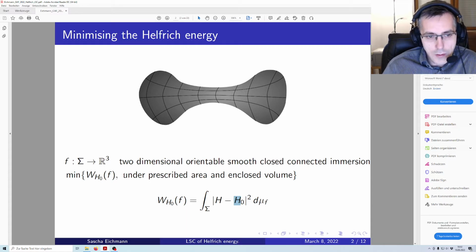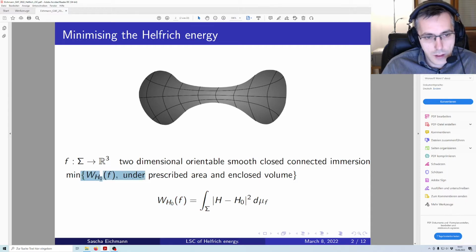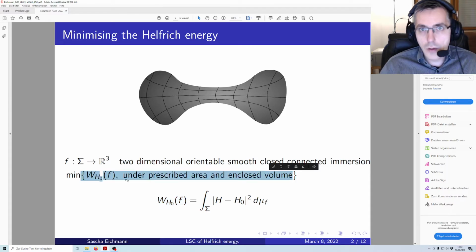What are our constraints? We want to prescribe the area and the enclosed volume of F. And we're looking for the smallest F, also small in the sense that the Helfrich energy has to be small for this F in this class. So the smallest Helfrich energy.